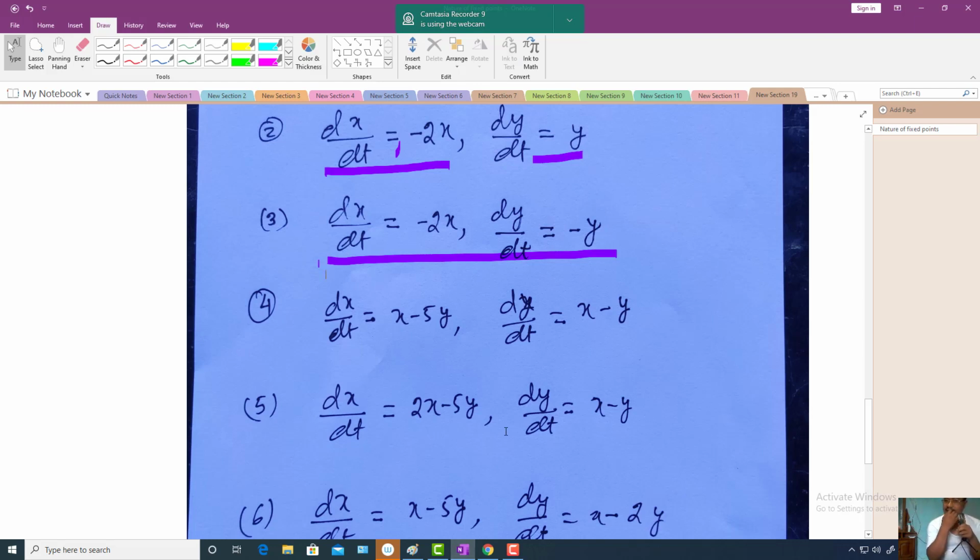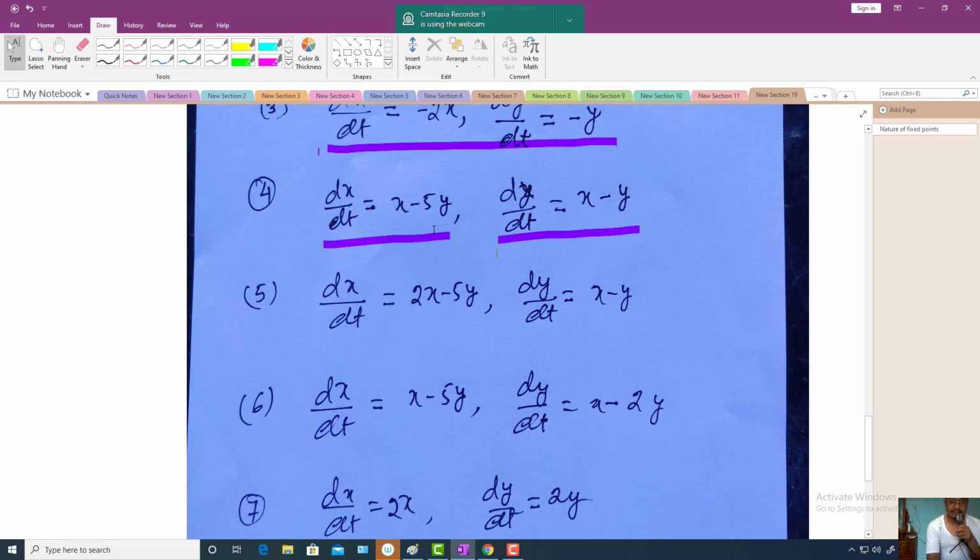All right, so next let us see this example. dx/dt is equal to x minus 5y, dy/dt is equal to x minus y. So what is the eigenvalue of this one? Try to find out the eigenvalue, and look at its nature. Most probably this will be, I think, a complex root. So let us see this example, x minus 5y, x minus y.